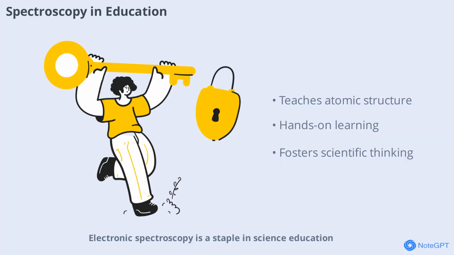Electronic spectroscopy is a staple in science education. Students use spectroscopic experiments to learn about atomic and molecular structure, chemical reactions, and analytical techniques. Hands-on experience with spectroscopy fosters critical thinking and a deeper appreciation for the scientific method.